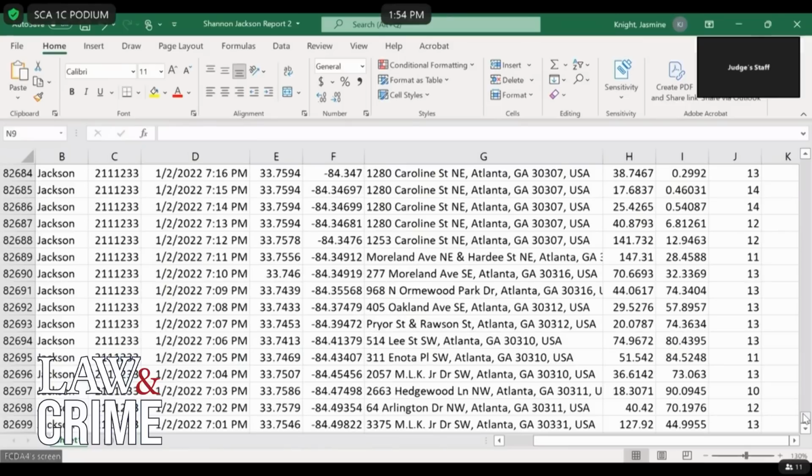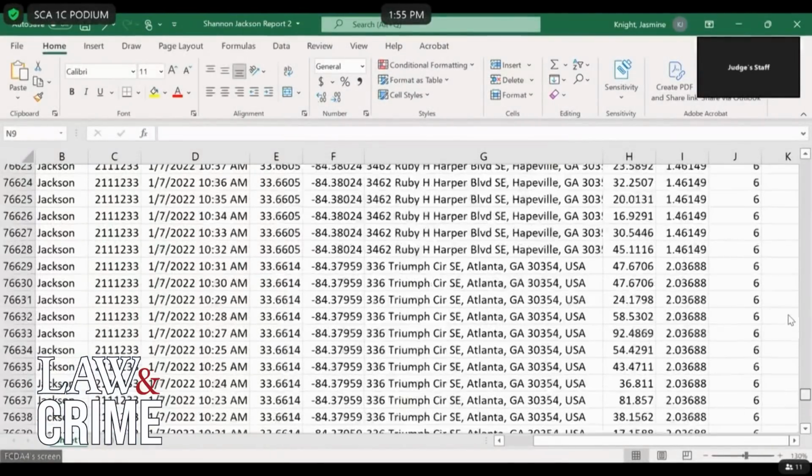What about those numbers in E and F? So E and F, that is the latitude and longitude of the GPS coordinates. And what is the address in column G next to the lat and longitude? The address in column G is the closest address that the system can correlate to the specific latitude and longitude recorded. And then what is column H?